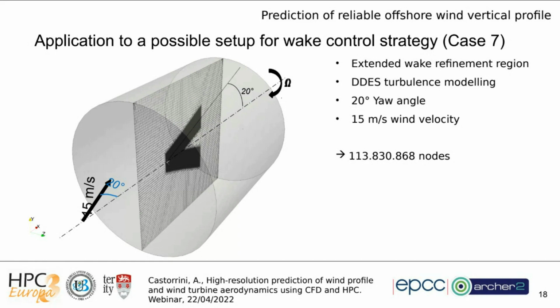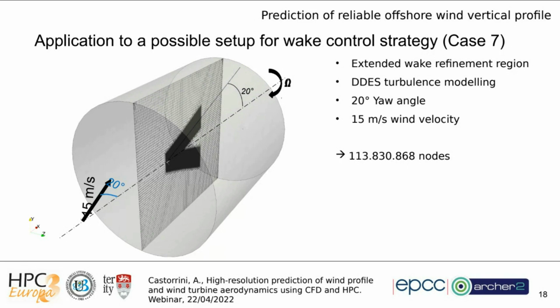In this case, because we want to avoid diffusion, or we want to follow the wake with the highest possible resolution of the grid, the highest refinement level of the grid is extended for a few diameters downstream from the rotor, giving us a grid of the order of 113 millions of nodes, or less. The cells are more or less the same, a similar number.